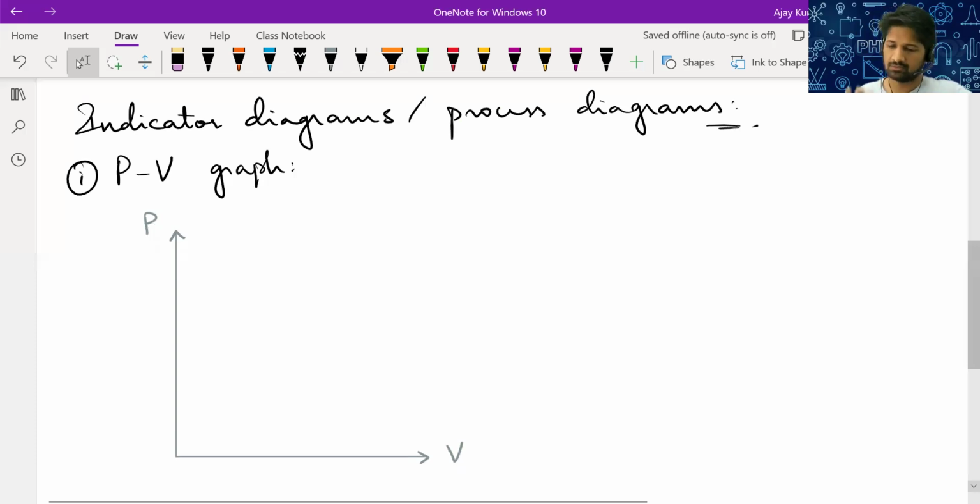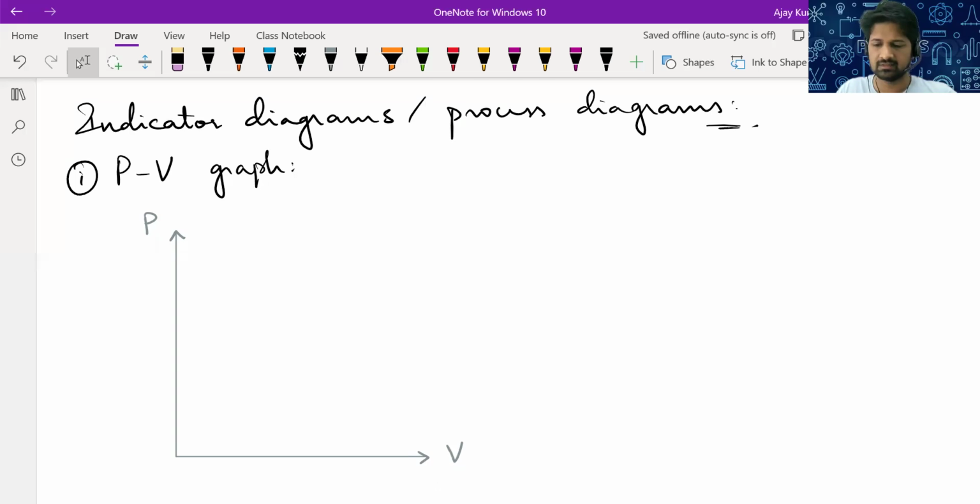Okay. So suppose you want to draw the PV graph. You took pressure on y-axis, volume on x-axis. Now, generally, if you want to draw a graph, any graph, you need to know the equation or the relation between x and y. Now, the equation which relates pressure, volume, and temperature is the ideal gas equation, PV is equal to nRT. Now we are discussing an isothermal process.